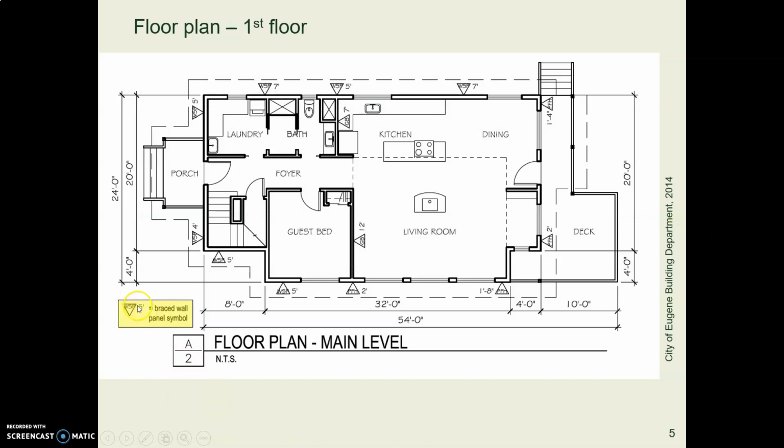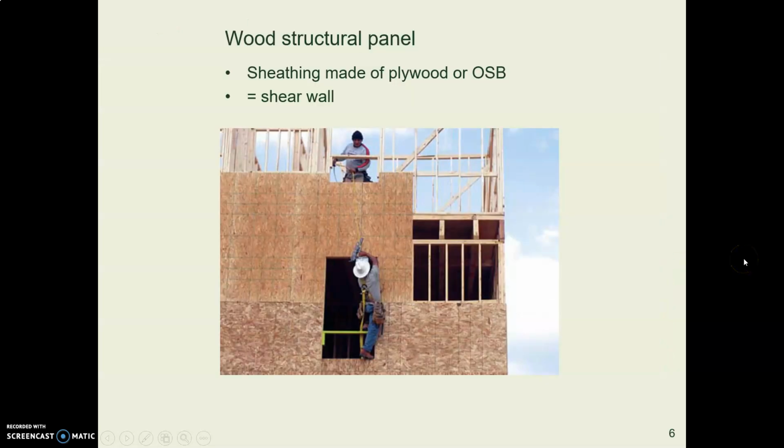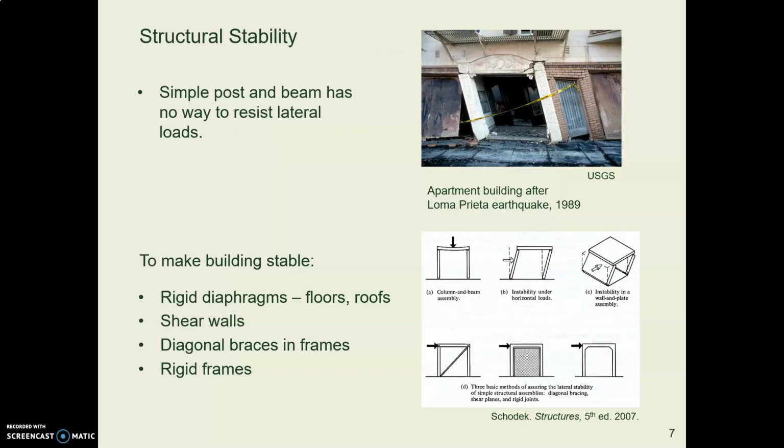So there you see WSP stands for wood structural panel. In other words, it's plywood or oriented strand board on the outside of your building. And it not only covers your wall and gives you a place to attach siding, it also acts as a shear wall to keep the building from tipping over when an earthquake happens.